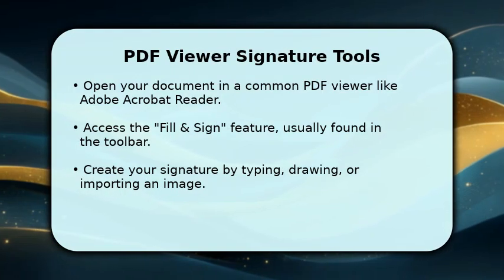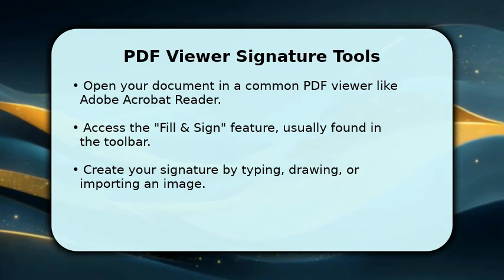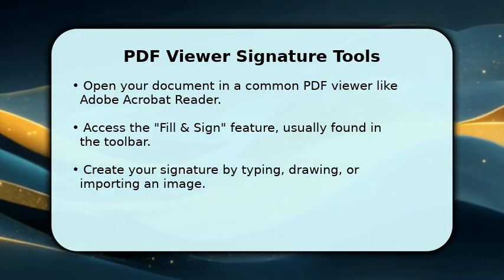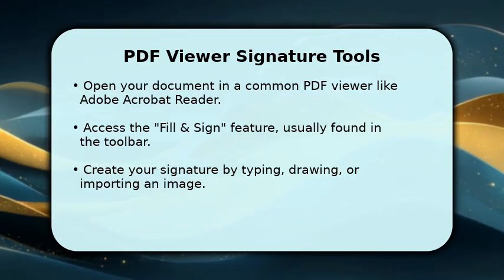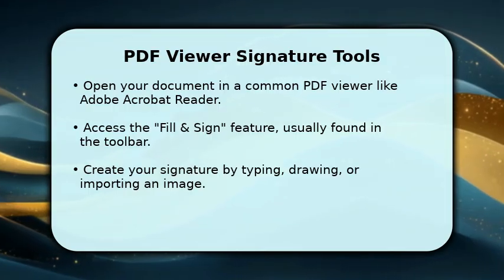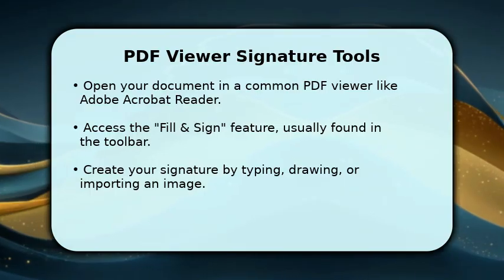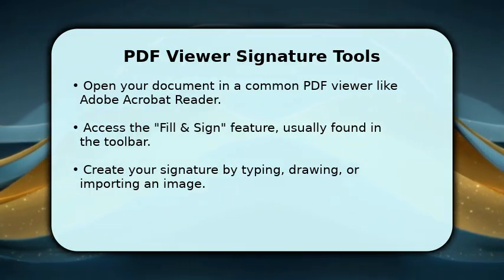Many common PDF viewers offer built-in tools for signing. For instance, in Adobe Acrobat Reader, you can navigate to the Fill and Sign tool. This feature allows you to easily create a signature by typing your name, drawing it with your mouse or trackpad, or even uploading a picture of your handwritten signature. Once created, you can drag and drop it onto the document, resizing it as needed. This method is quick and convenient for basic signing needs.